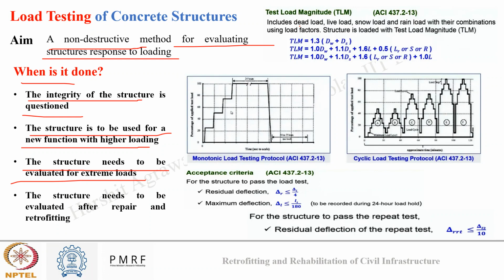Okay, so in this, the first step is to decide the test load magnitude, which is decided by taking dead load, live load, and other additional loads like snow load and rain load into account by different combinations of loading factors.